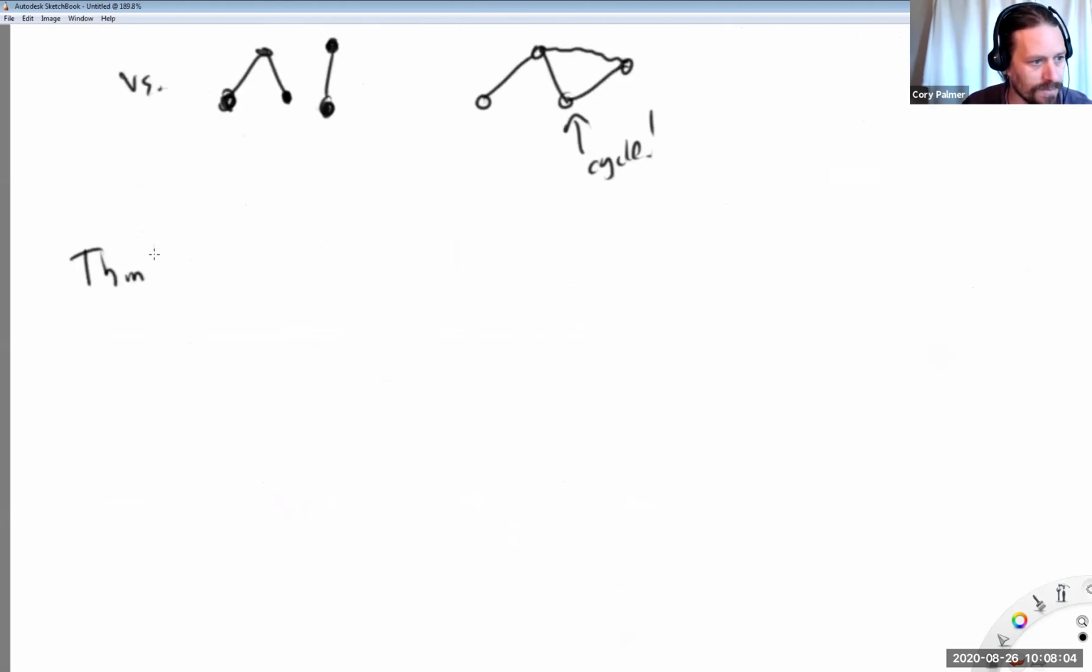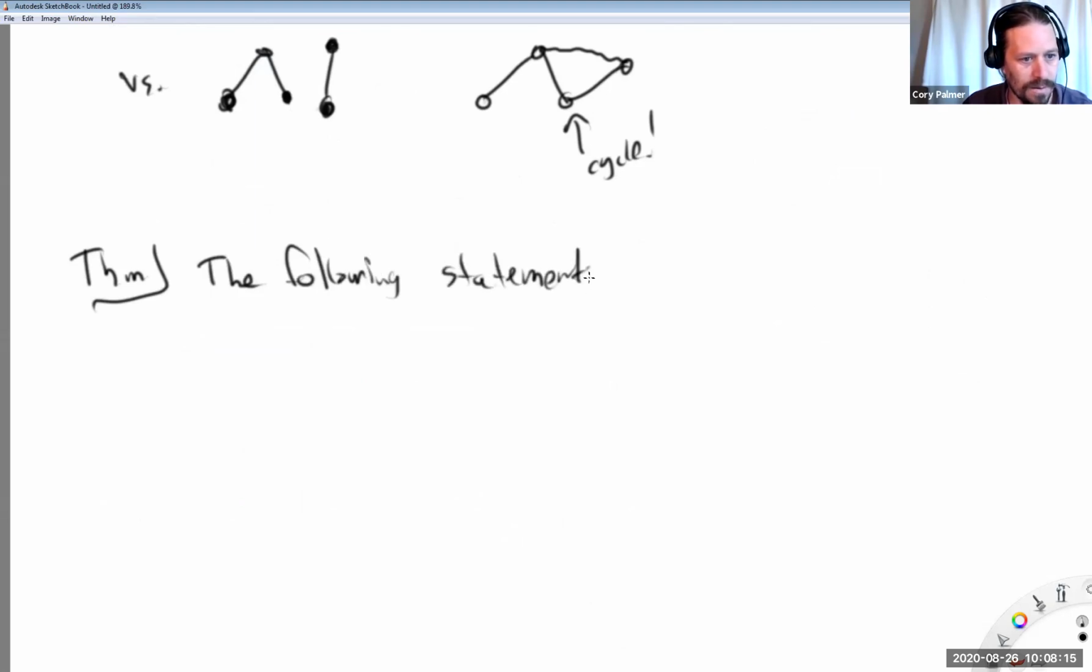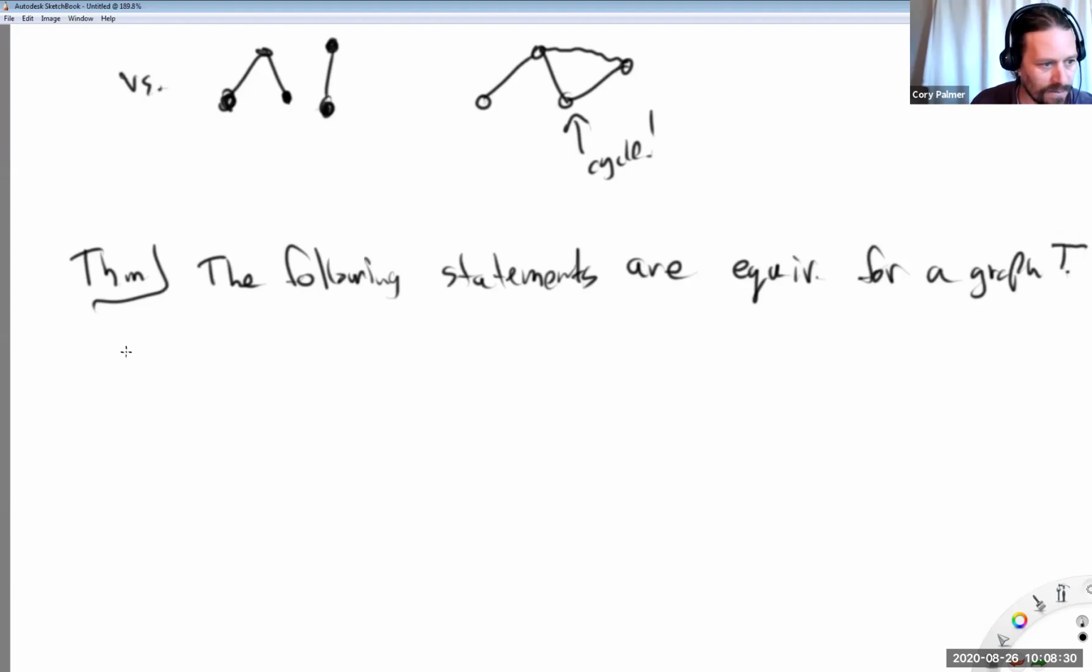Theorem: the following statements are equivalent for a graph T. All right, so we fix a graph T. Let's draw that a little better. And the following 6 statements are all equivalent to one another.